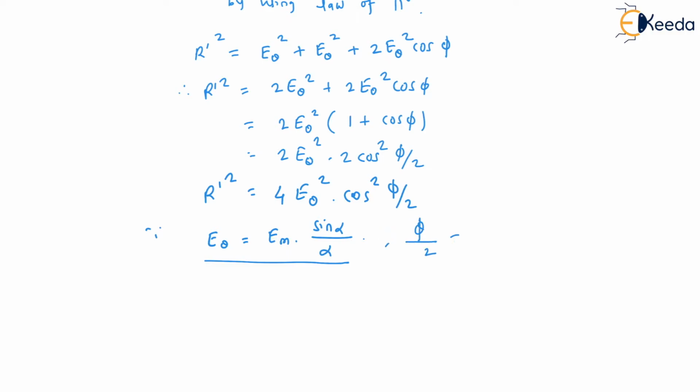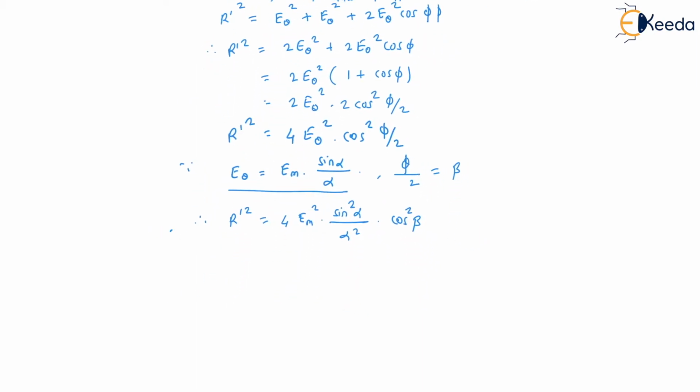This phi by 2 is equal to beta. So therefore, this equation will be what? R dash square equal to 4 as it is E theta square. So it will be Em square into sine square alpha divided by alpha square into cos square beta. So this is the resultant amplitude at point P due to both the waves which are starting from S1 and S2.